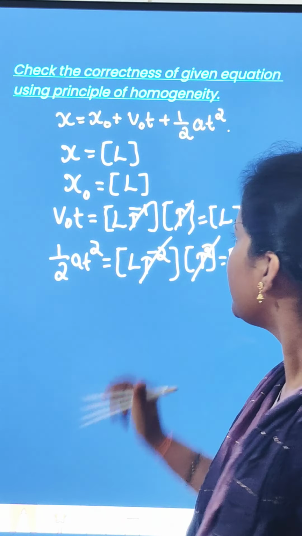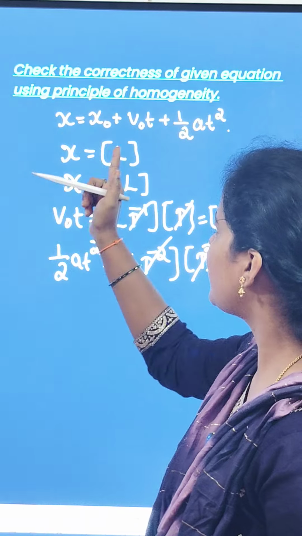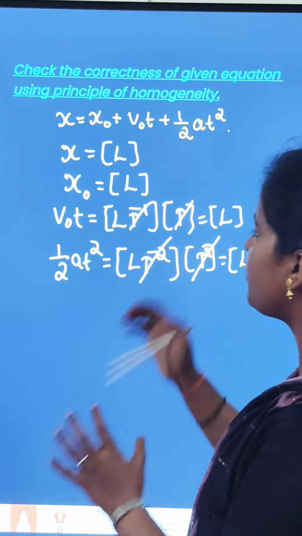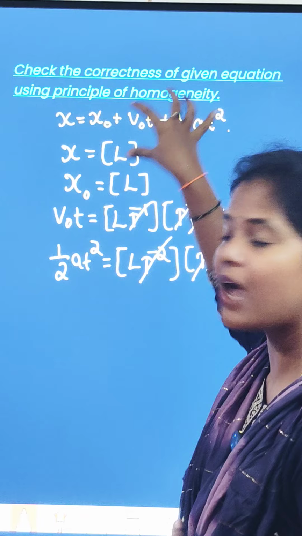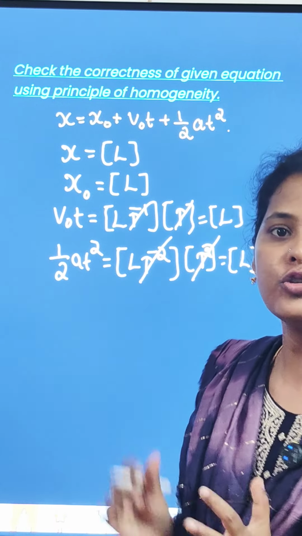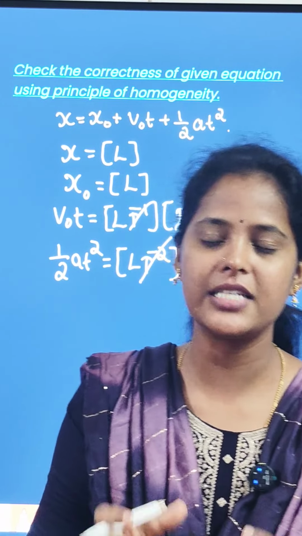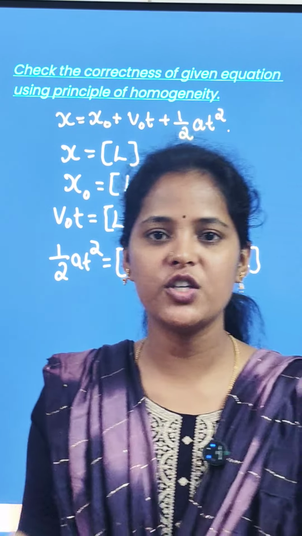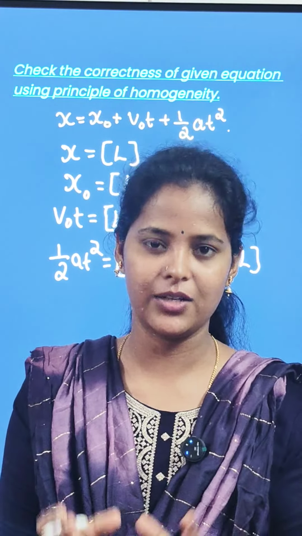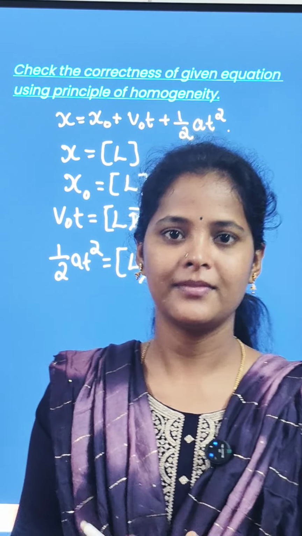So observe here, the LHS dimensional formula is L, and the RHS has each and every term with L, L, L. So using this we can say each and every term's dimensional formula is the same. So we can say this equation is dimensionally correct. Okay. Thank you.